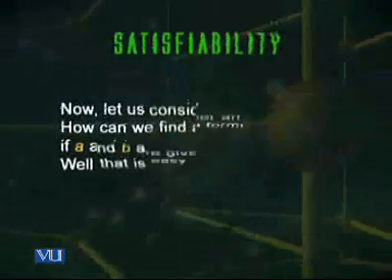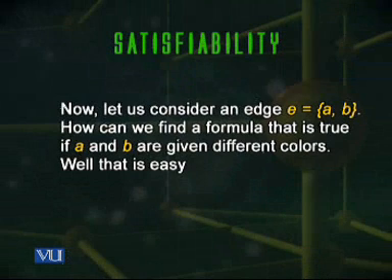Now let's go on to the second part. Now let's consider an edge. How can we find a formula that is true if and only if the vertices A and B are given different colors? Remember that in the three-color problem, we want to color the vertices of the graph such that if two vertices are connected, they must get different colors. Can I come up with a Boolean formula that is true if and only if someone has assigned these two vertices different colors? How can I write that?